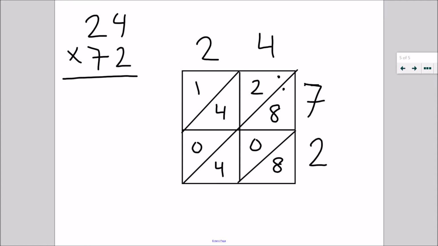Now I just need to add up along the diagonal, keeping in mind that each one comes to a different place value. My ones will end up here, my tens here, hundreds here, and thousands.